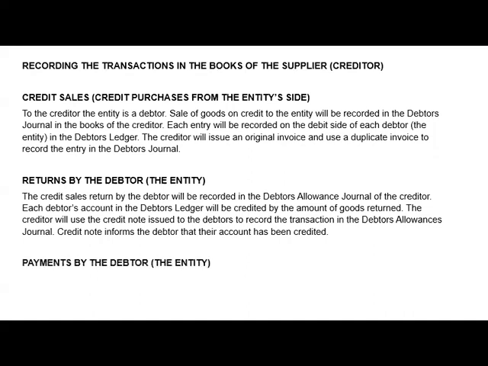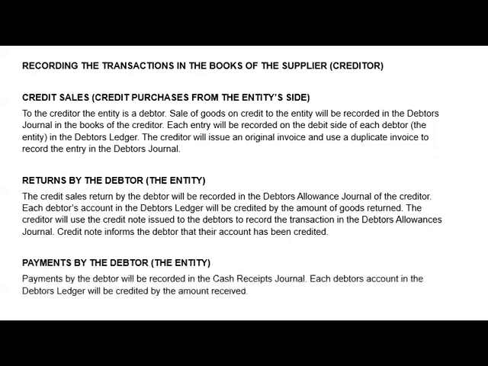Now, payments by the debtor or the entity. Payments by the debtor will be recorded in the cash receipts journal. Each debtor's account in the debtor's ledger will be credited by the amount received. And this is what I just need you to understand at the moment before we get to the comparison between the entity and the creditor.